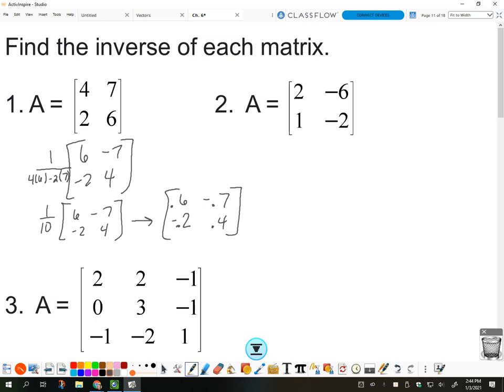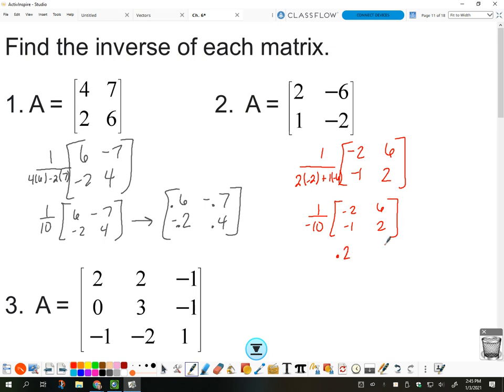Alright, so number 2, let's see if we can do this one by hand. We're going to switch this diagonal, change the sign of this diagonal. And then we're going to do 1 over 2 times negative 2 plus 1 times negative 6, which is negative 4 plus negative 6, so is that negative 10? I just randomly picked problems and ended up with ones with the same little multiplier, basically. So again, you can call that 2/10 or 1/5, or you can call it 0.2. I don't care which of those you give me.